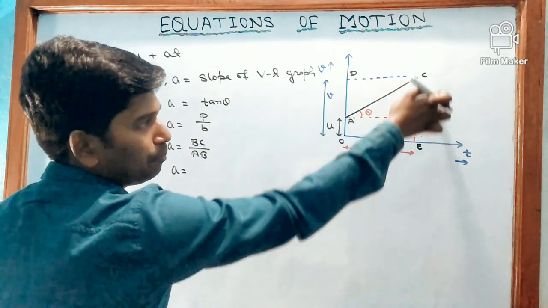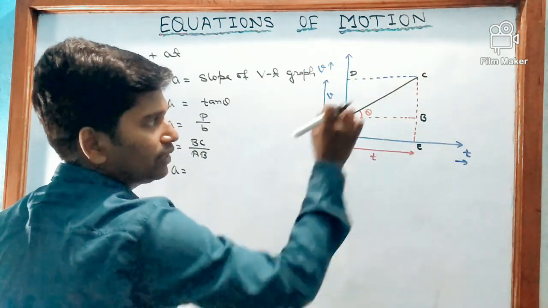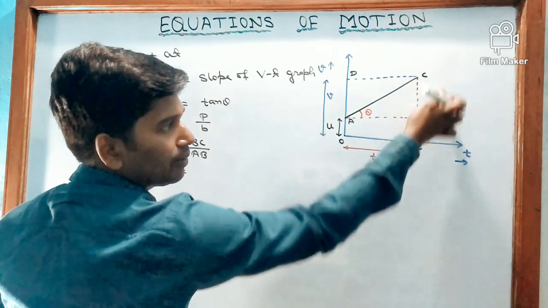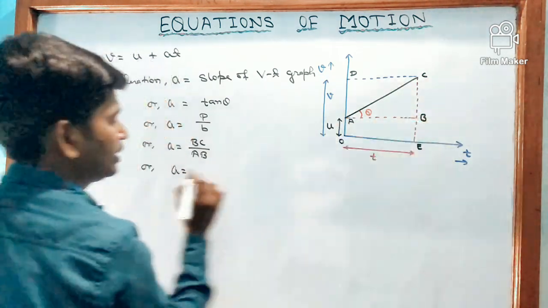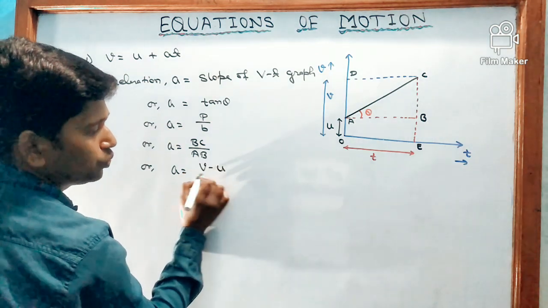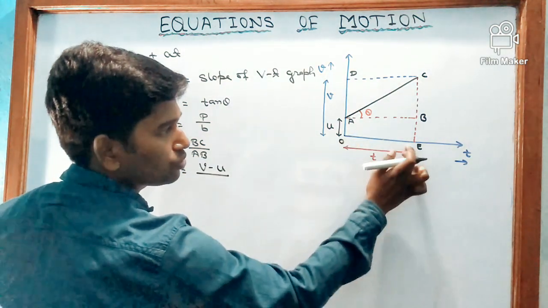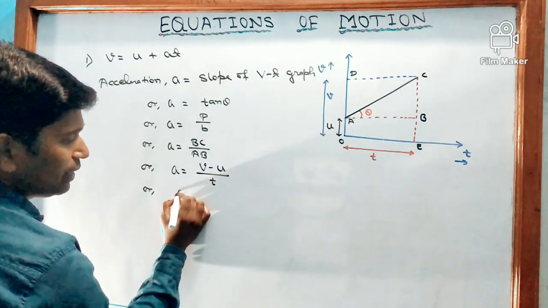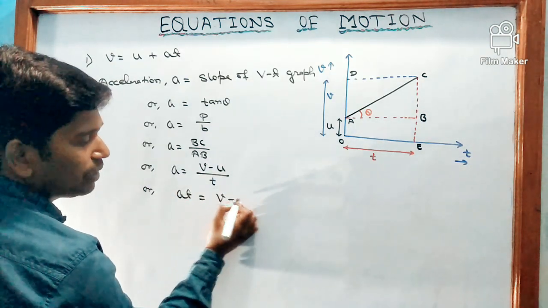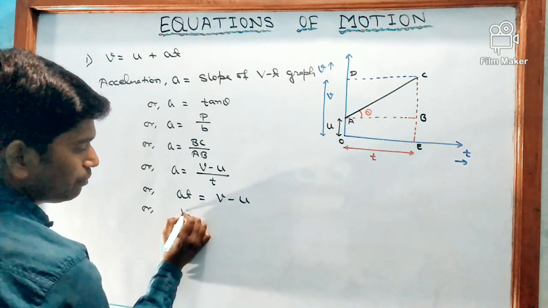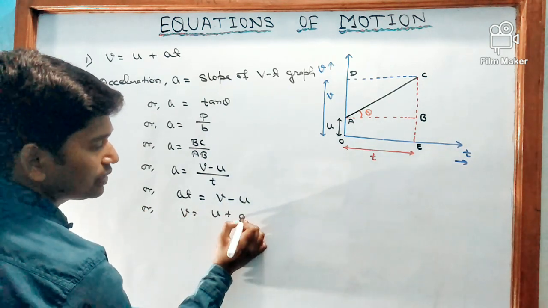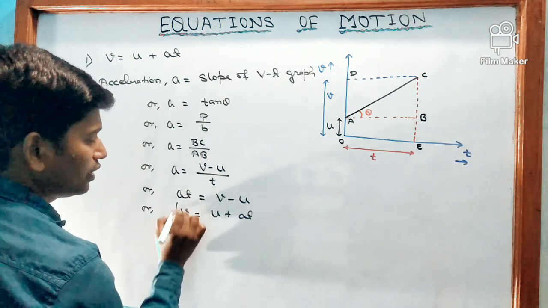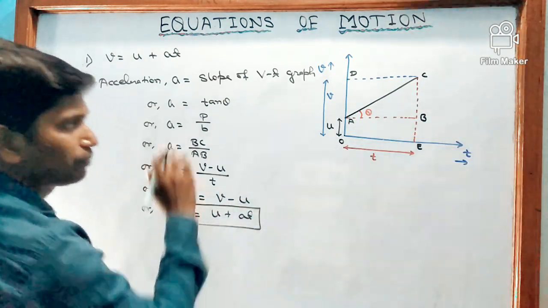As we know, BC means this value we have to calculate. Total value is v and this value is u. So v minus u, we will get BC. So v minus u by AB, which is equal to OE. So we can write it as t. If we cross multiply, at is equal to v minus u, or we can write v is equal to u plus at, taking u this side. So this is the first equation of motion.